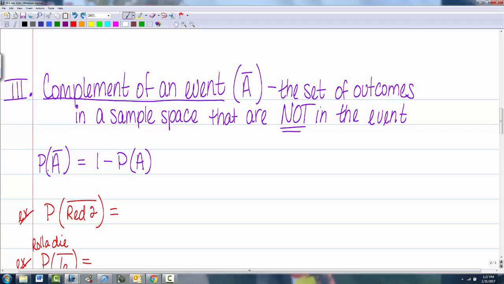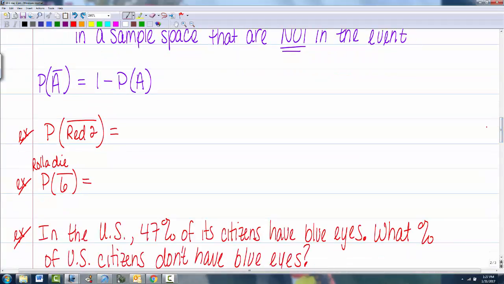Yesterday we did the probability of A happening equals 1 minus the probability of the opposite of A happening. Why 1? What's 1 represent? 100%. 100% chance.